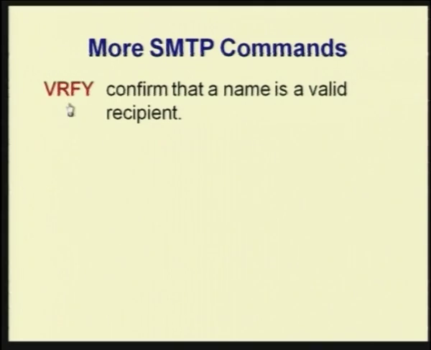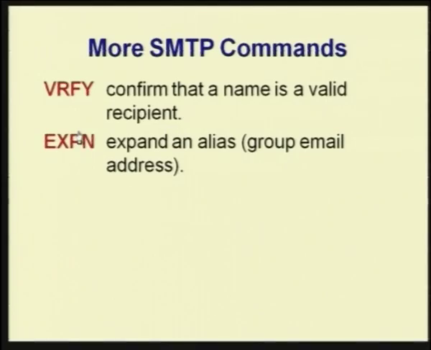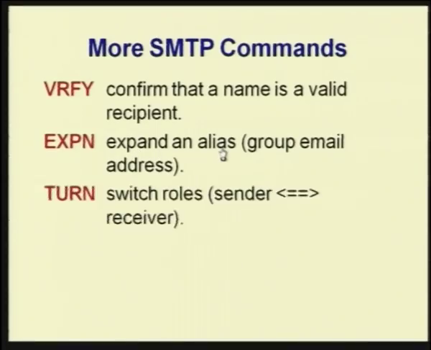Okay. So, coming to the other SMTP commands, we have a command called VRFY, which stands for verify. Now, this is to confirm that a name is a valid recipient. So, when you want to verify that the person who you are sending the data to is a valid recipient, a verify command can be used by the client. Then you have another command called EXPN, which is used to expand an alias. For instance, this could be used for group email addresses. You may have a group email address, you will have only a single address, but it has to be sent to many different clients. So, the expansion can be done by means of this EXPN command.